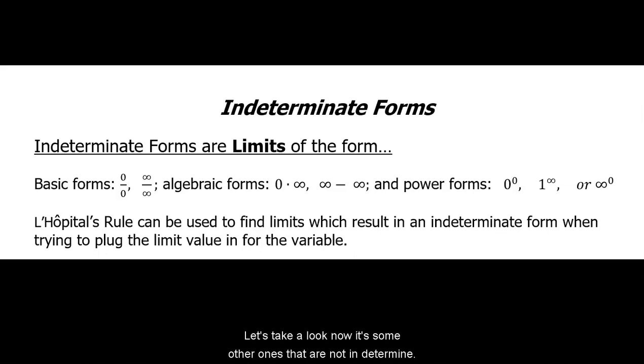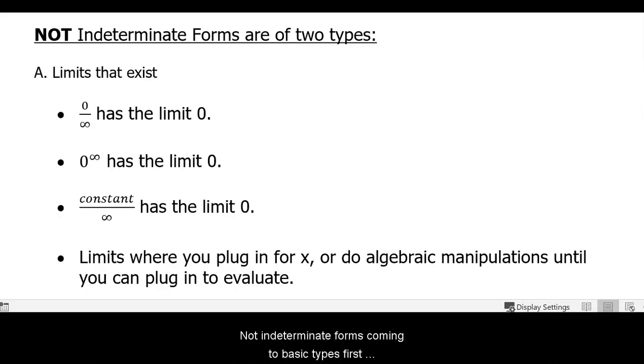Let's take a look now at some of the ones that are not indeterminate. The not indeterminate forms come in 2 basic types. First, what about the ones where the limit does exist? If you have 0 divided by infinity of any power, then this has the limit of 0. In other words, the limit exists and it is the finite real number 0. Also, if you have the form 0 to the infinite power, or 0 times itself infinitely often, this is not indeterminate. We know that this has a limit also of 0.